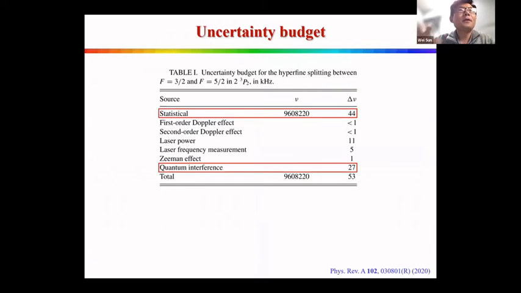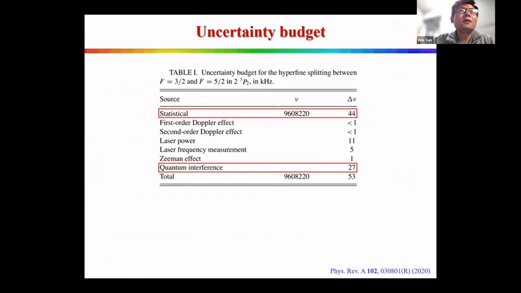So here is an example, taking into consideration all the systematic effects discussed above. We gave our experimental results for one of the hyperfine intervals together with the uncertainty budget. It can be seen that the main sources of error are the statistical uncertainty and the quantum interference.